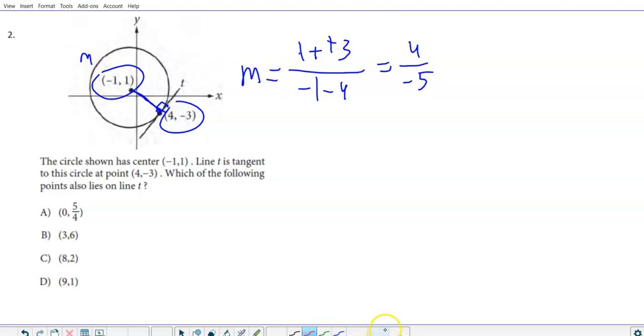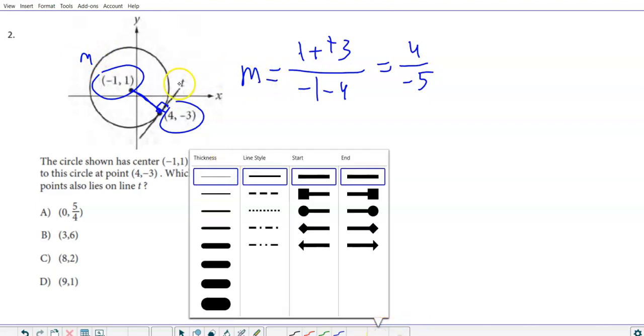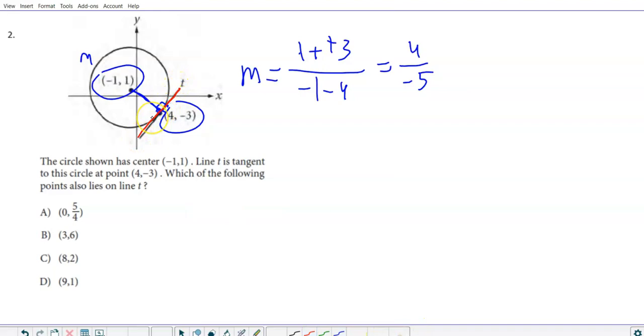If I want the slope of this other line here, this line T, if you remember, the slope of the perpendicular is the opposite reciprocal, so that would be 5 over 4. That's positive instead of negative there. So the slope of this line is 5/4.